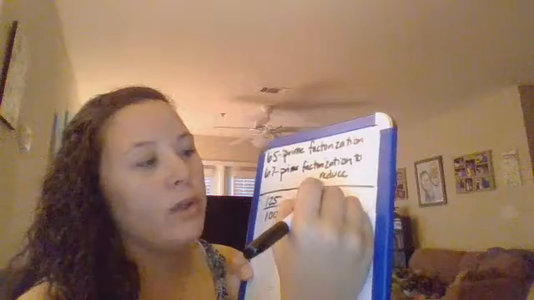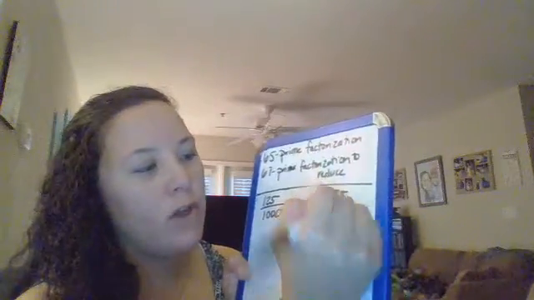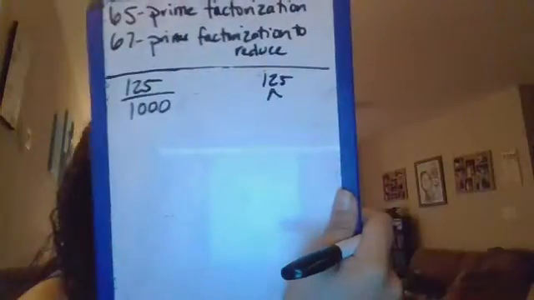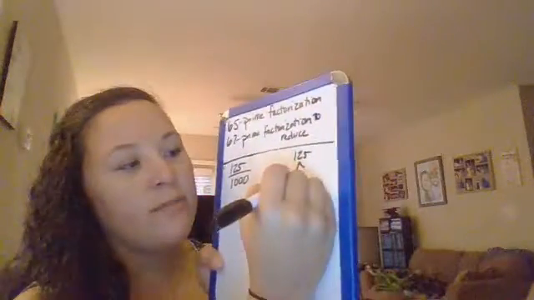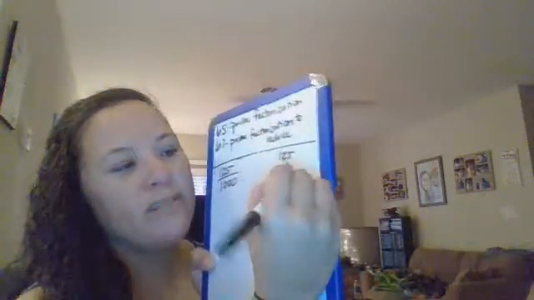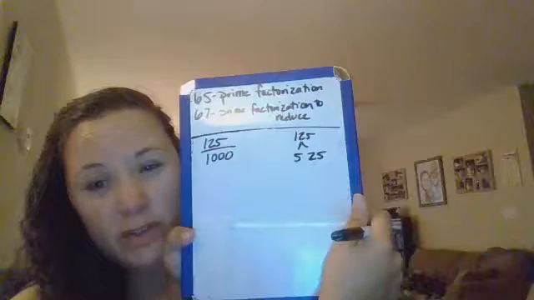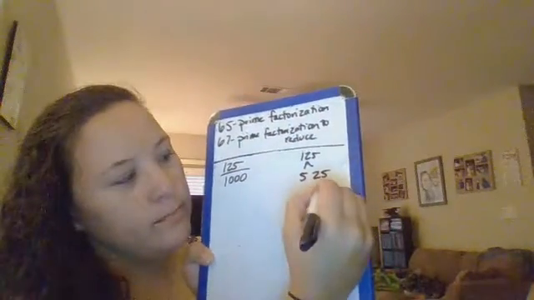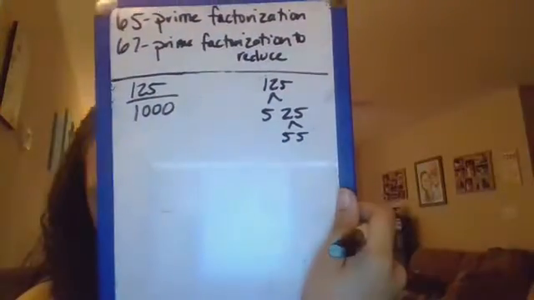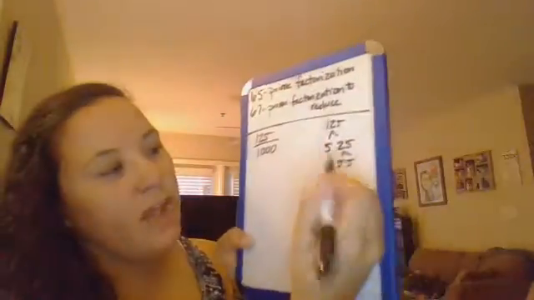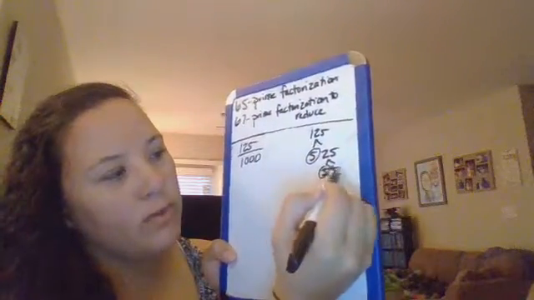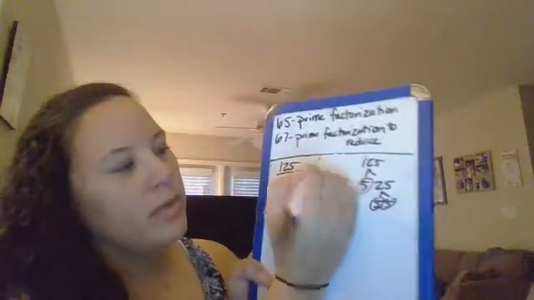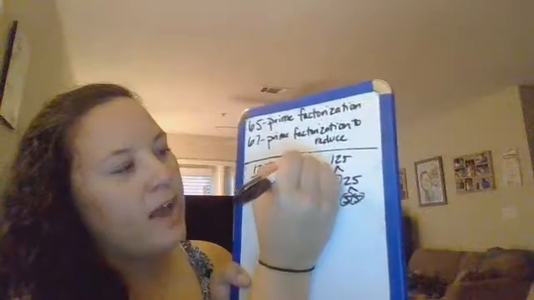So first, we're going to do the prime factorization of 125. So we know that 5 times 25 equals 125. 5 is a prime number. 5 times 5 goes into 25. So since 5 is a prime number, we are done. We got 3 5s. So we're going to write that over here. 5 times 5 times 5.